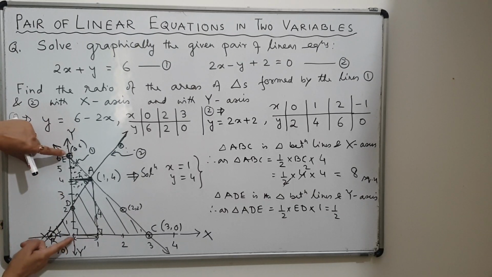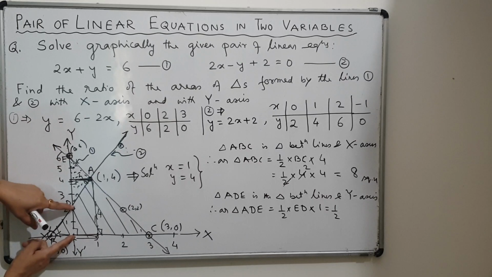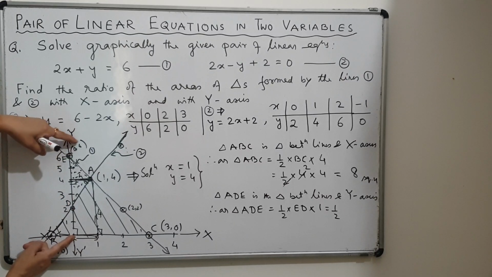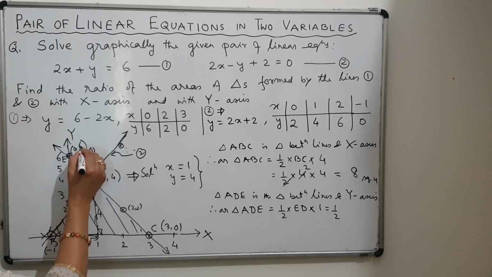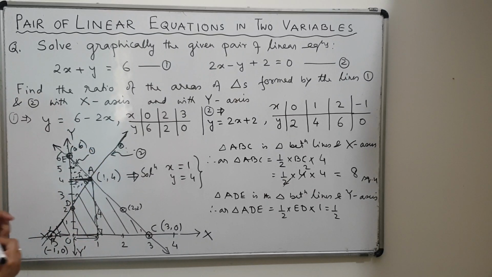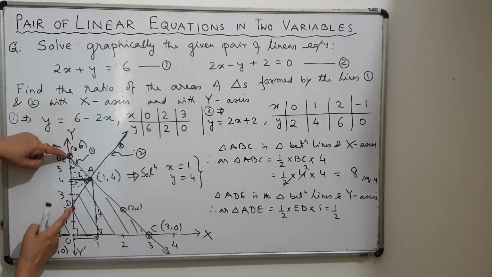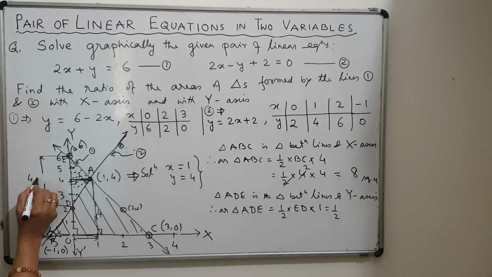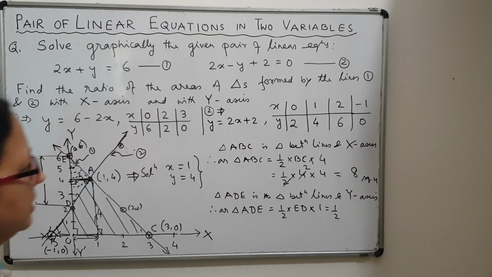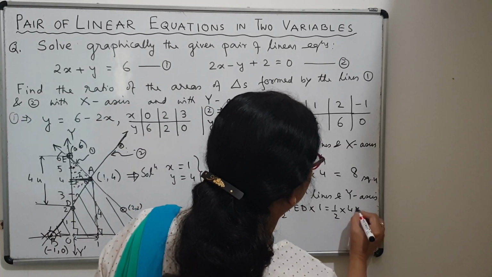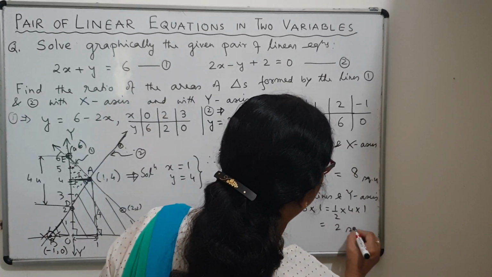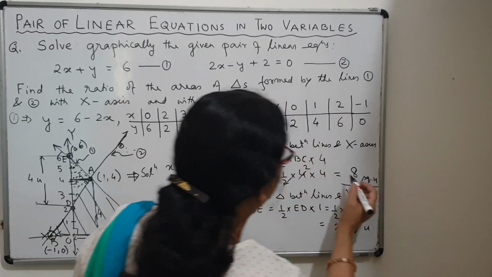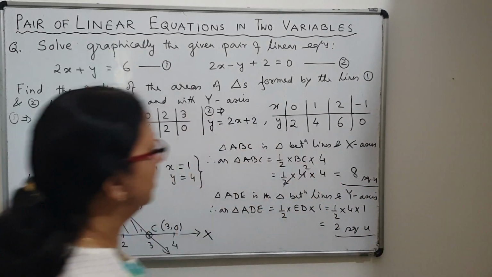So is half, and what is ED, you see, this is ED. ED will be equal to OE minus OD. What is OE? OE is the ordinate 6. So you see this is 6 minus 2, that is 4. This is the base of the triangle, and that is your 4 unit. So I can write ED is equal to 4. This is 1. So it is equal to 2 square unit. So 8 square unit is this, and this is 2 square unit.